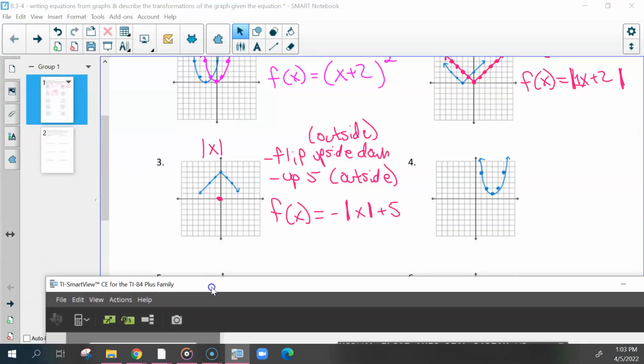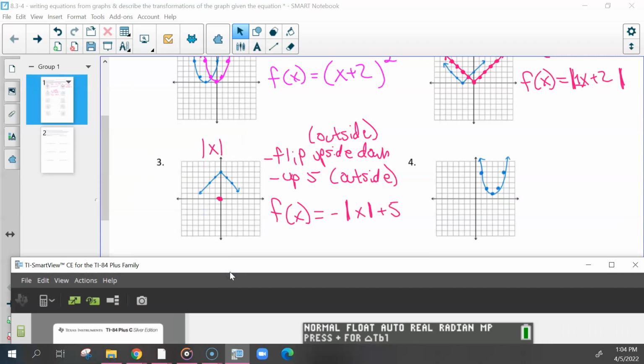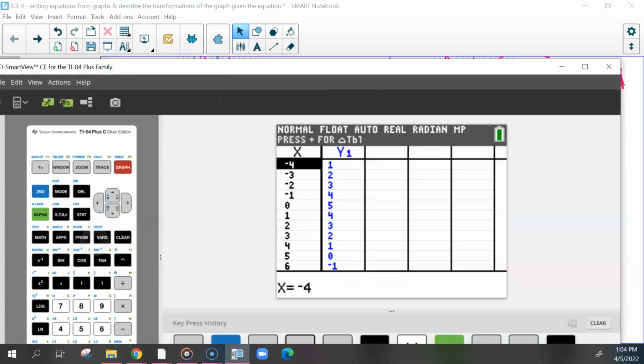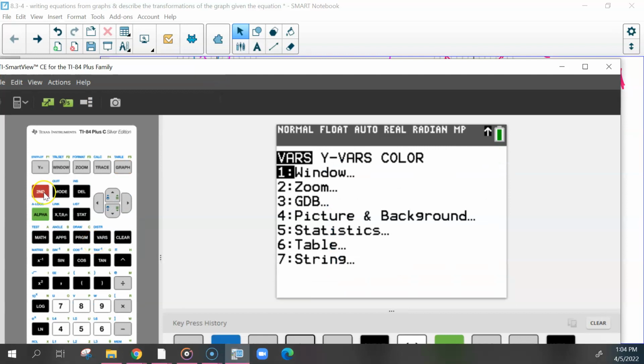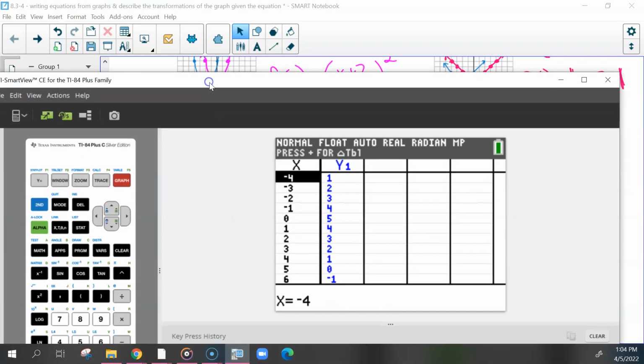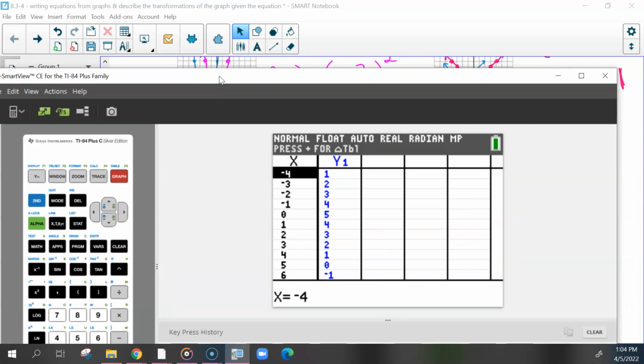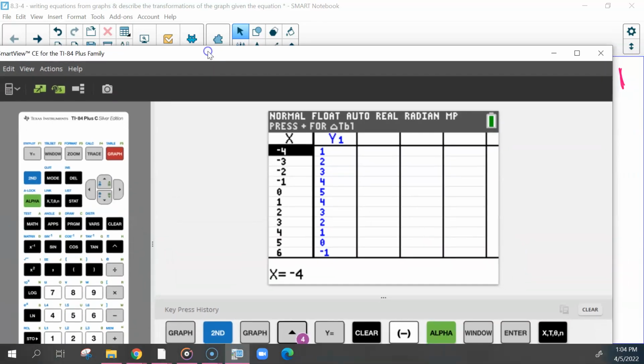So if I'm comparing, I have the point negative 2, 3. That matches. The point negative 1, 4. That matches. The point 0, 5. 1, 4. And then 2, 3. So as long as all of those match, then you're good. If they don't match, something you put in is incorrect, and you have to go back and see what that is.